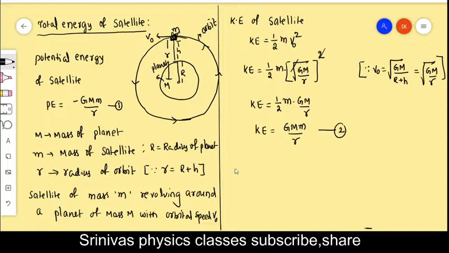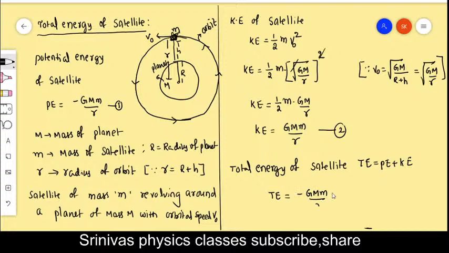Now the next one is the total energy of a satellite. I want to find the total energy of a satellite which is revolving around a certain planet. Total energy of a satellite is the sum of potential energy and kinetic energy. The potential energy is minus GMm by r, and the kinetic energy is G capital M small m by 2R. Here the 2 is missing, right? G capital M small m by 2R we write.